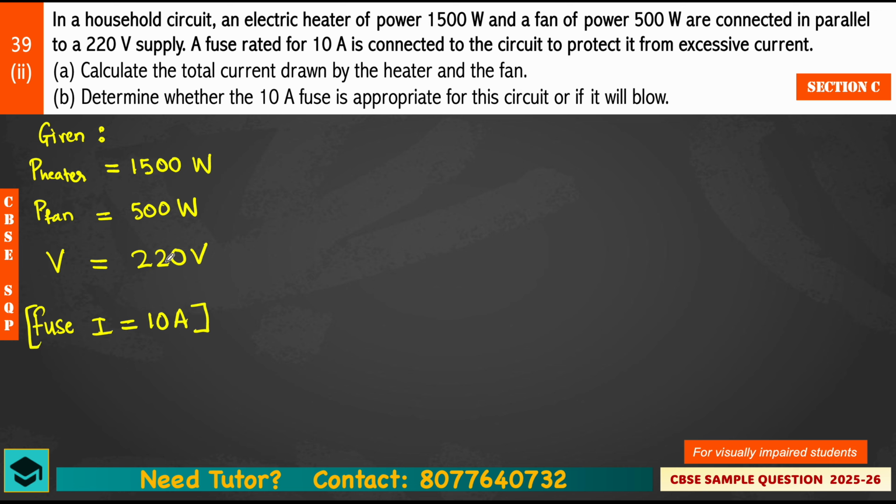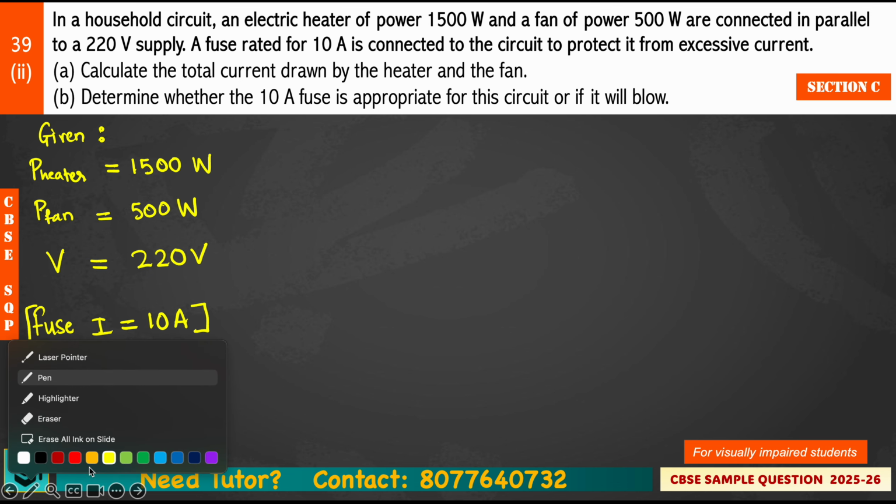Now, these are some questions that they have asked you to find out. Calculate the total current drawn by the heater and fan. First we'll find the current for the heater, then for the fan, and then we'll add them. So we'll come to know the total current of the system, and then we'll come to the second part of the sum.